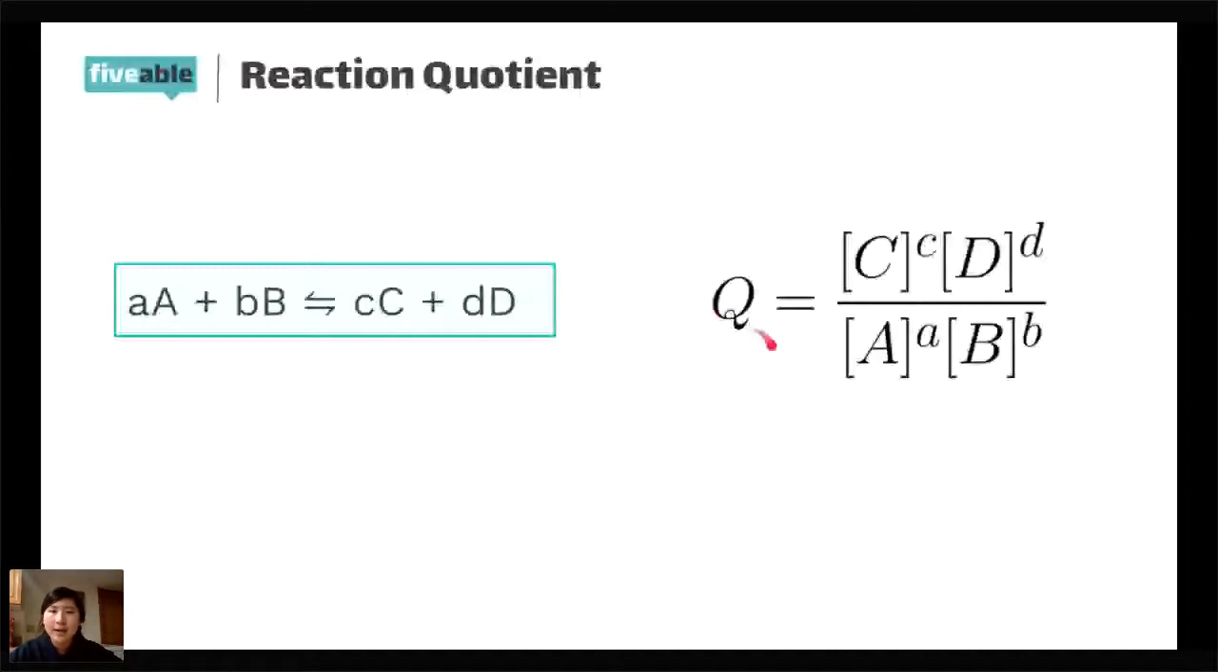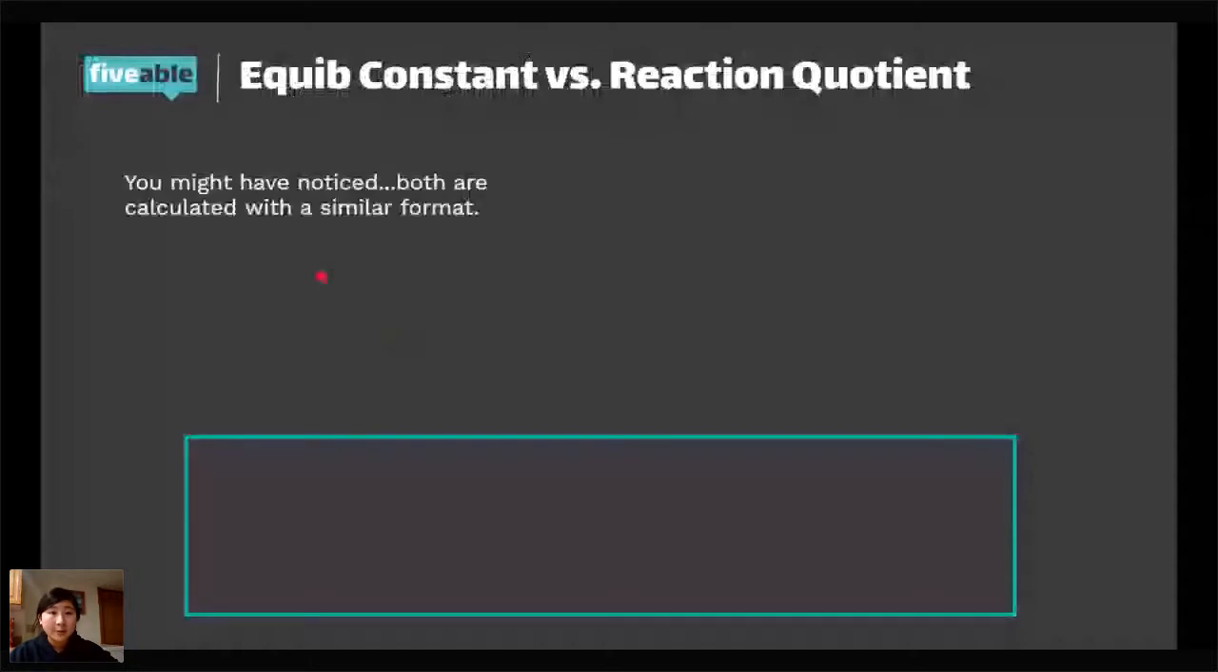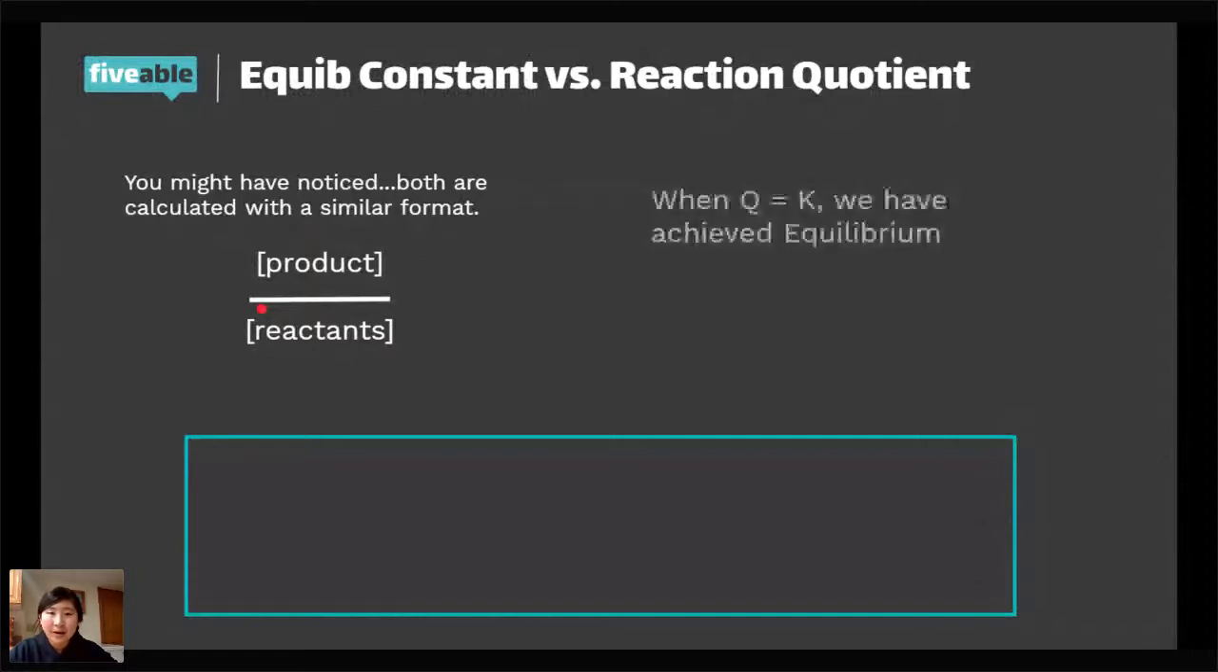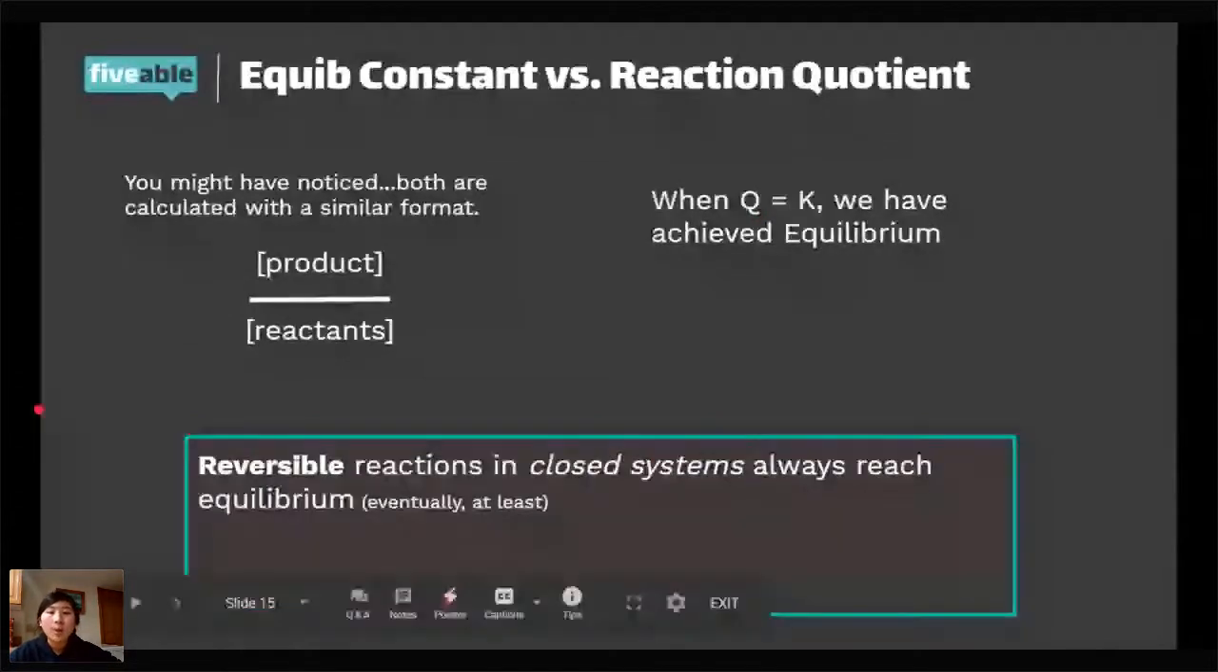I'm going to move on to show you guys a bit more. You might have noticed both are calculated with a similar format. It's basically products over reactants, right? And the way you calculate them both is the same too. And when K equals Q, we have achieved equilibrium. And reversible reactions in closed systems always reach equilibrium, or eventually at least.